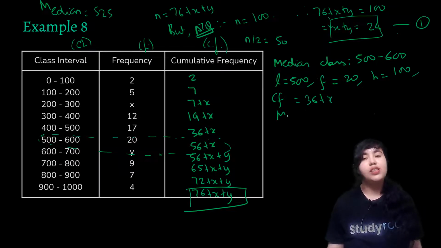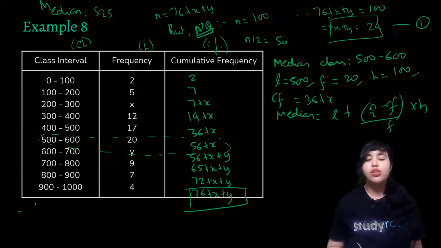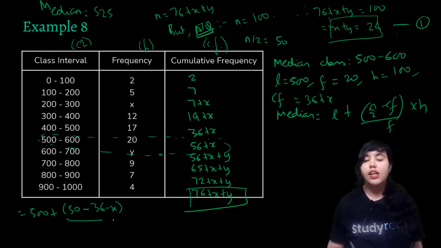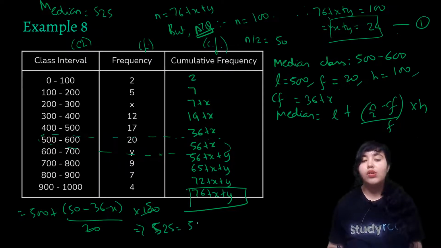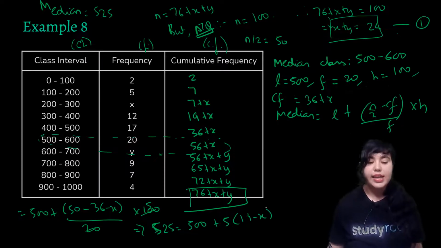Then what do we do? Nothing. We just make use of the formula that median is equal to L plus (N by 2 minus CF) upon F into H. Let's quickly substitute over here. So L is 500, N by 2 we've found as 50, minus cumulative frequency 36 plus x, so this will become 36 plus x, upon F is 20 and H is 100. So this will become 5, and median is already given to us, that is 525. So we can say 525 is equal to 500 plus 5 times 50 minus 36, which is 14 minus x.